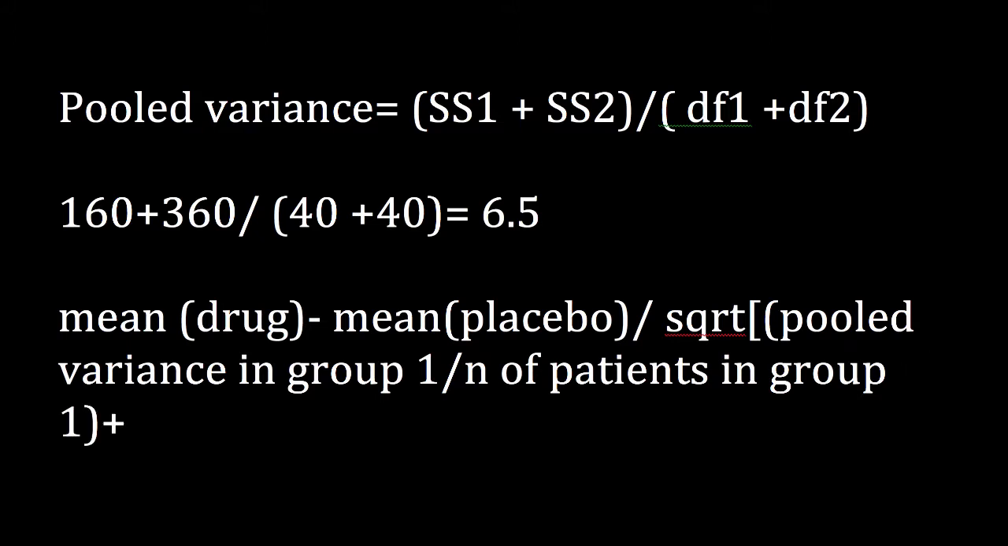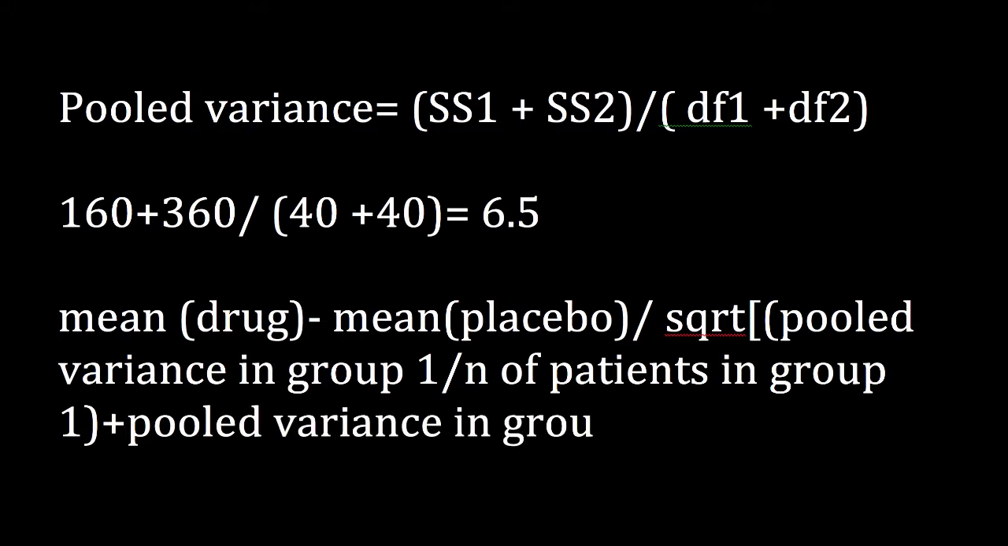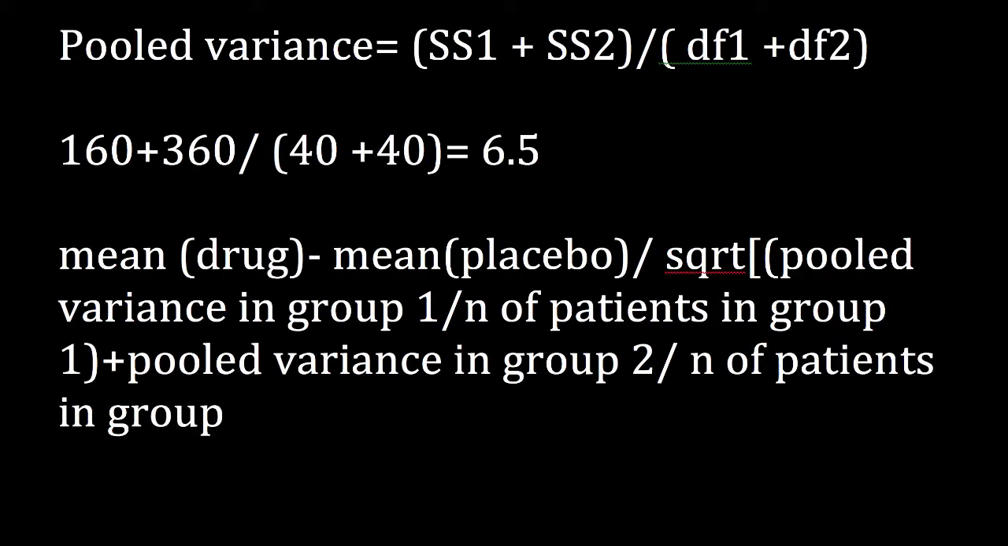And then we add the pooled variance in group 2 divided by the number of patients in group 2. So that's how we do the calculation.